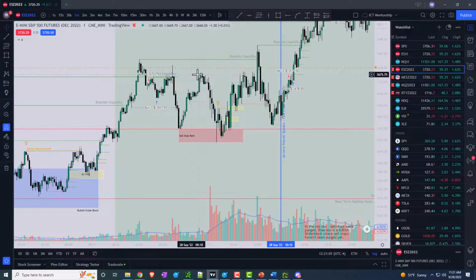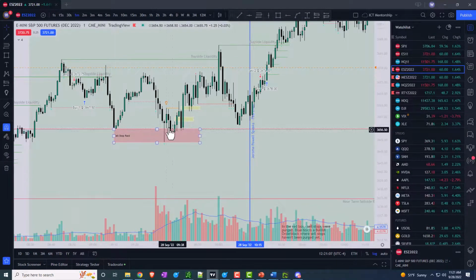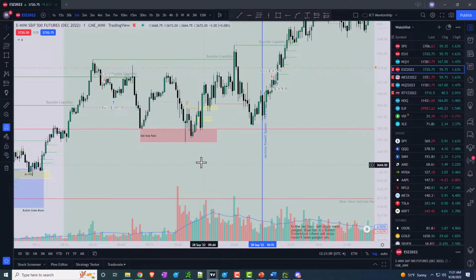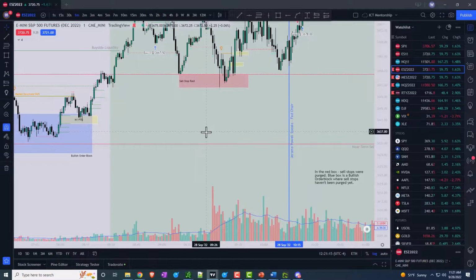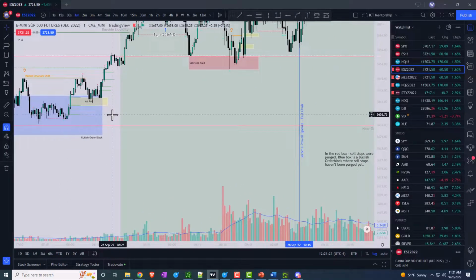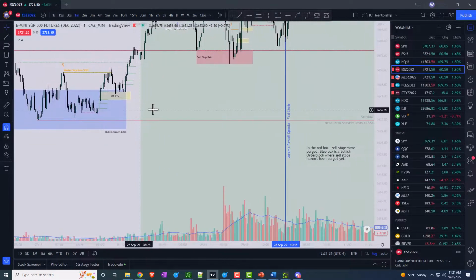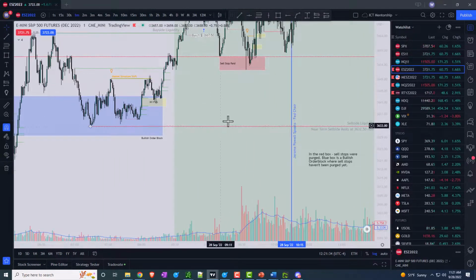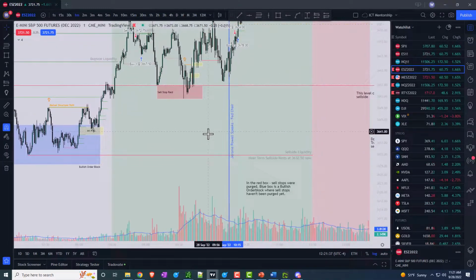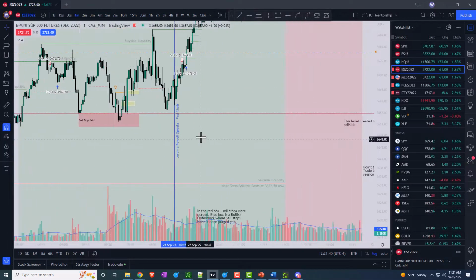Came back up. It didn't take out this high, and then it had a raid on the sell stops down here. So in this red box into this blue box, the sell stops were purged in this area, but they were not purged down here. So this is where the near-term sell side rests currently. So this would be a potential target later in the future to look at.